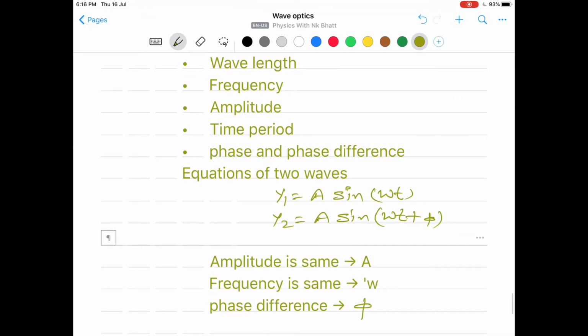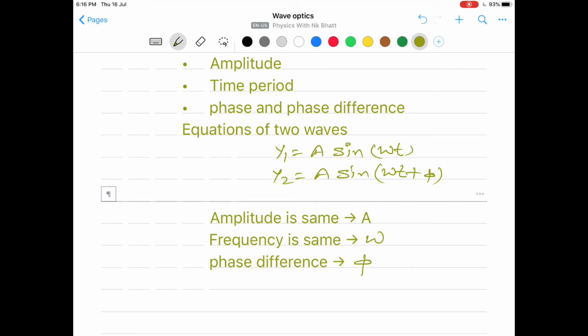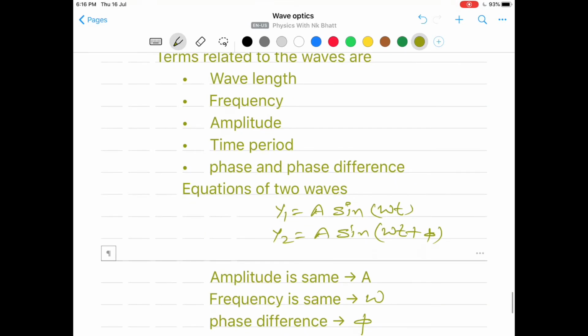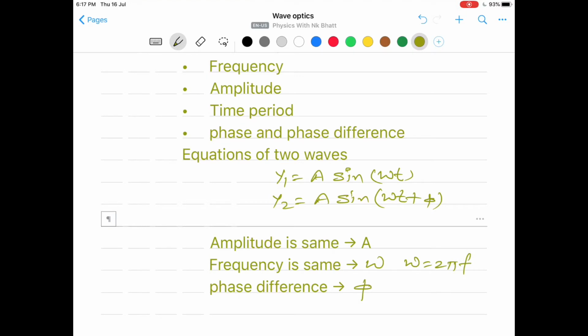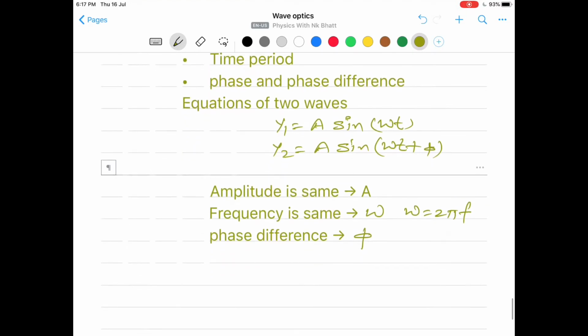So once again I just tell you, I have taken two equations of waves here. y1 = a sin(omega t) and y2 = a sin(omega t + phi). In these two equations, amplitude is the same, which is denoted by a. Frequency is also the same, which is denoted by omega. Phase difference between two waves is phi. Likewise, we can talk about time period also. We can express this omega in terms of linear frequency as well. Omega is equal to 2 pi f.